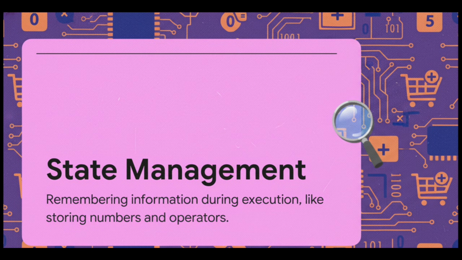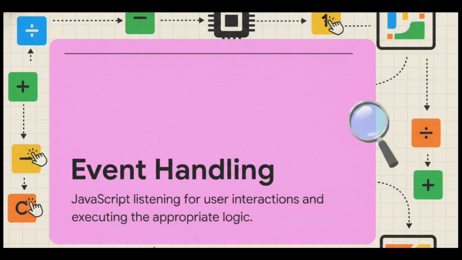Massive applications like social media platforms or huge e-commerce sites use this exact same fundamental concept to manage things like your shopping cart or your newsfeed. Next up is event handling. Here's the thing. Nothing happens in your calculator until a user actually takes action. Every single time a user clicks a button, it generates an event. And JavaScript just sits there patiently listening for those user interactions.